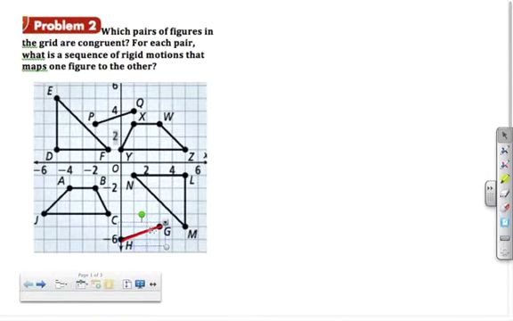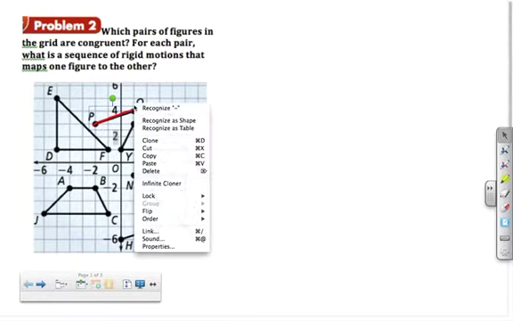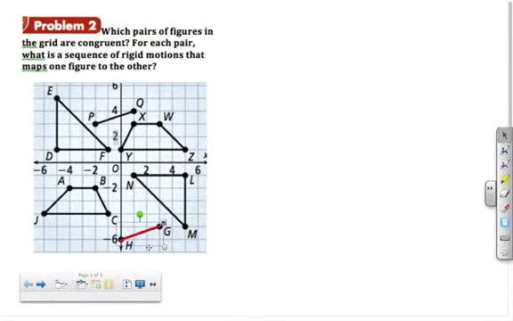So, before I go deleting this, look at what I did. I moved it. I didn't turn it. I didn't flip it. I just slid it. That's a translation. So we know that we're going to be writing a translation rule. So the translation using some rule of segment HG gave me segment PQ.